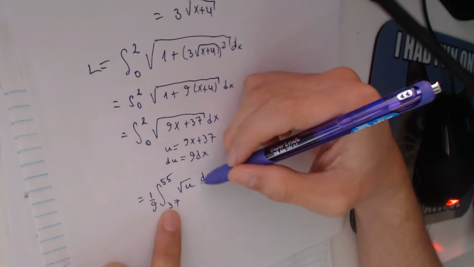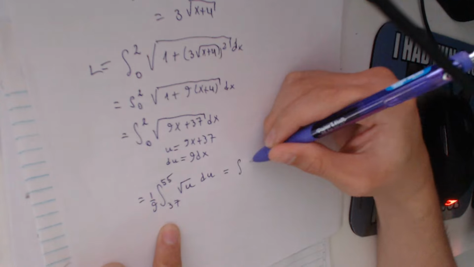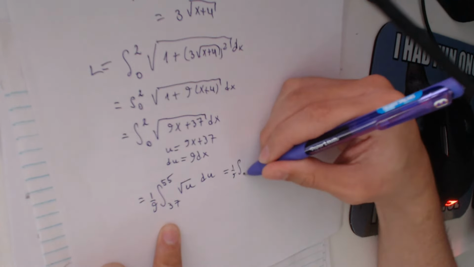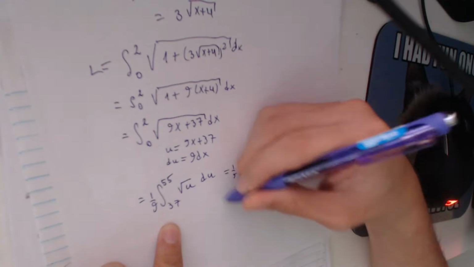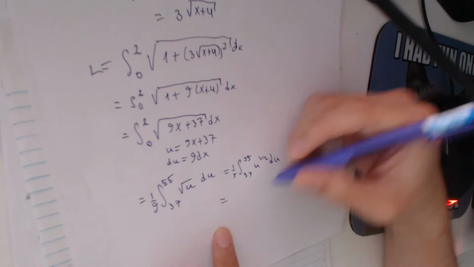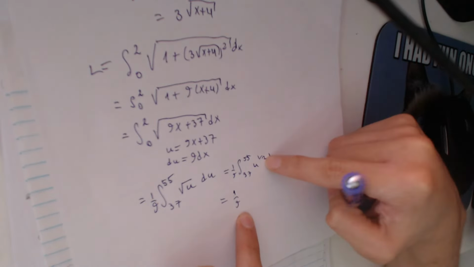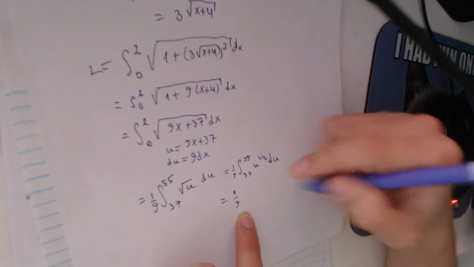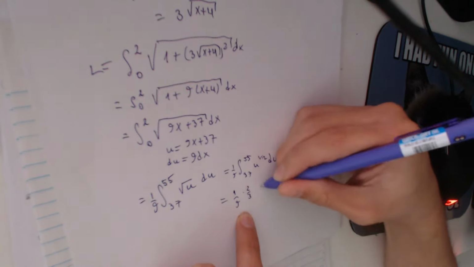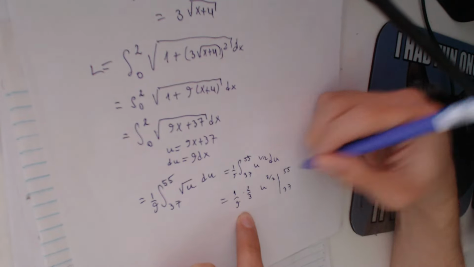So now this is very nice, right? Because this is just 1 over 9, from 37 to 55, of u to the 1/2. So we can apply directly our power rule for integration, so that's 1 over 9. And then if we apply the power rule, this becomes, what's 1/2 plus 1? 3/2, so 2/3 times u to the 3/2, going from 37 to 55.